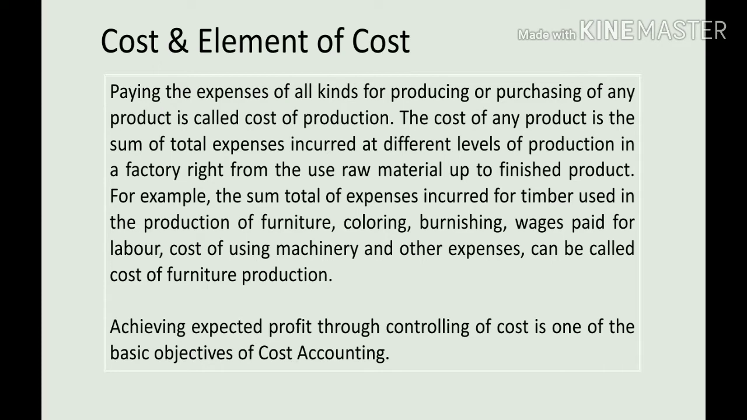For example, the sum total of expenses incurred for timber used in the production of furniture, coloring, burnishing, wages paid for labor, cost of using machinery, and other expenses can be called cost of furniture production. Achieving expected profit through controlling of cost is one of the basic objectives of cost accounting.